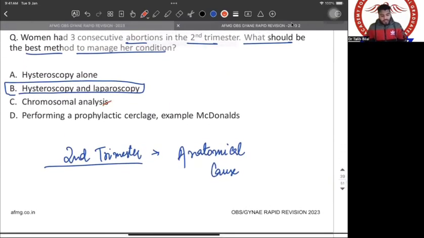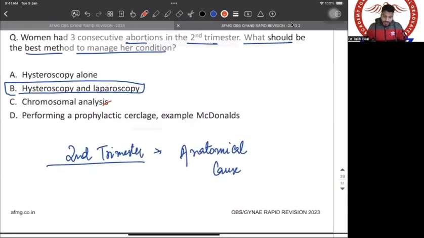Chromosomal analysis will be done in case of a first trimester abortion, my dear students, and performing a McDonald cerclage will be for the incompetent cervix. We already discussed that when the cervix is short. Hysteroscopy alone, yes, we can use, but the question is asking for the best. The best will be hysterolaparoscopy.